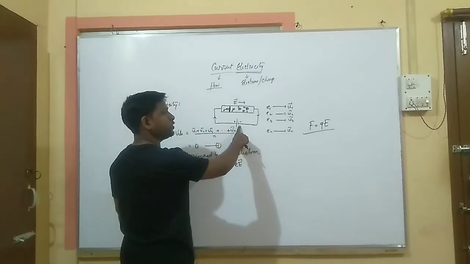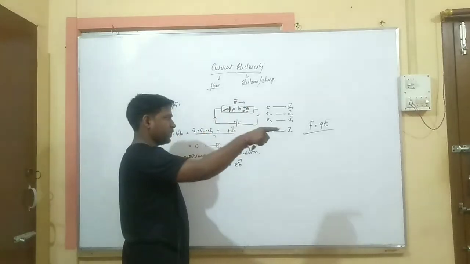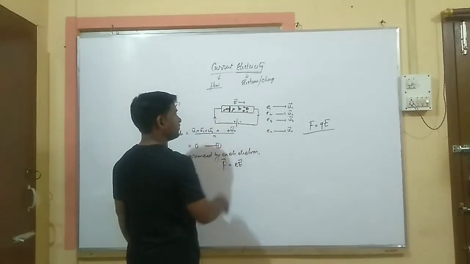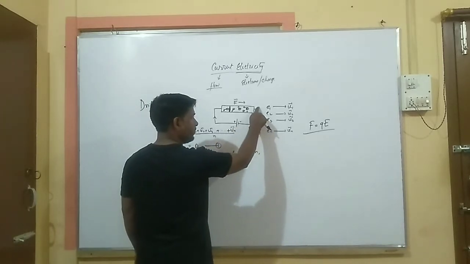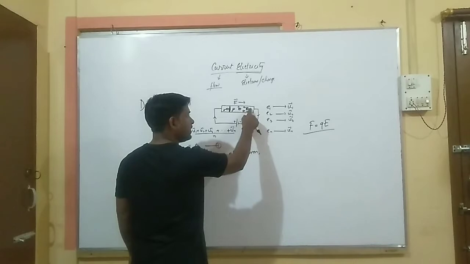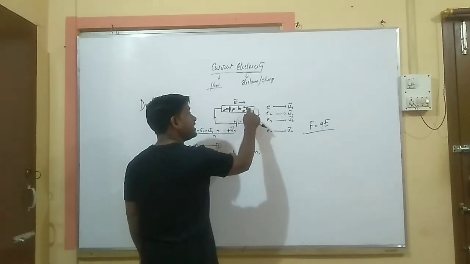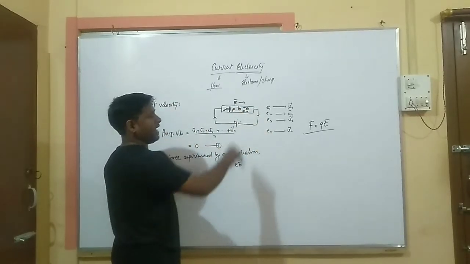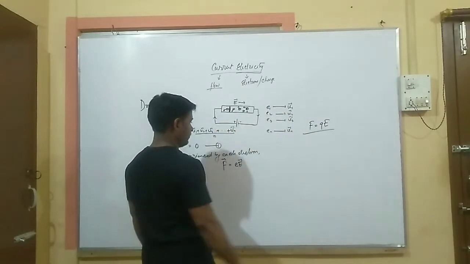Negative terminal means it is electron efficient, whereas positive terminal is electron deficient. So the flow of electron will be like this in anti-clockwise direction. The excess number of electrons will go along this path, and here the existing electrons will be pushed towards the positive terminal. So these free electrons will experience a certain amount of force, and the direction of this force is from right to left.